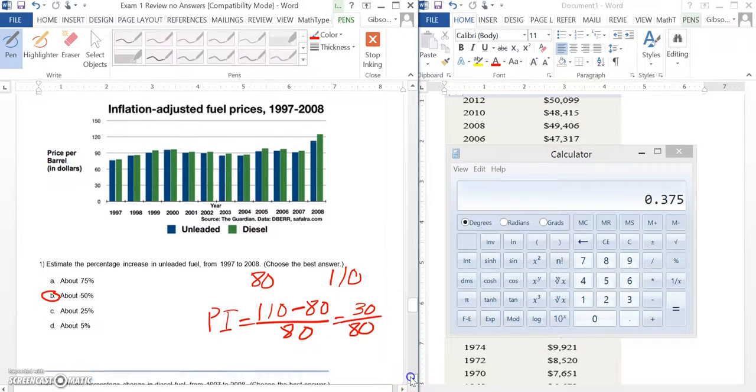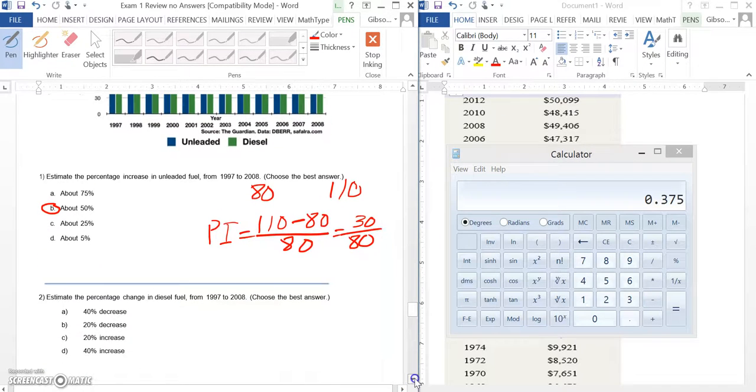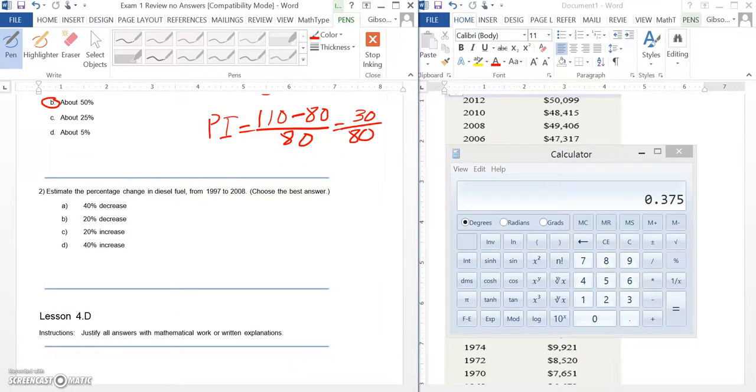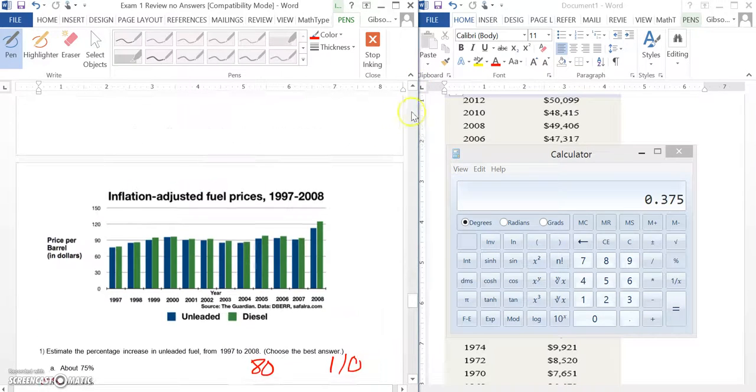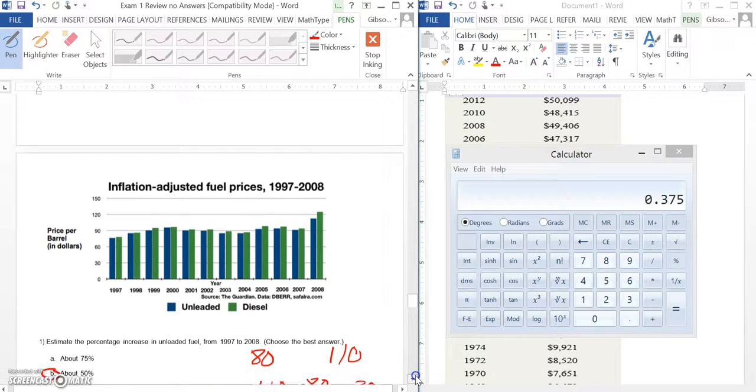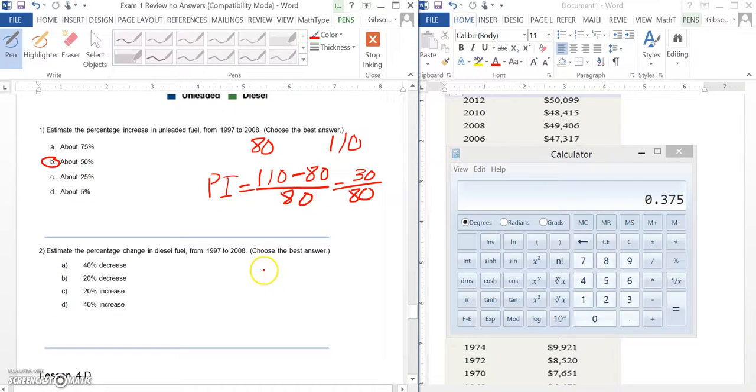Okay, now we scroll on down here to number 2. It says here, estimate the percentage change in diesel fuel from 1997 to 2008. So let's go back here with the diesel fuel. The diesel fuel in 1997 was about, I would say, about 81. And then the diesel fuel here in 2008, let's say maybe about 130. So we have about 81 and 130.